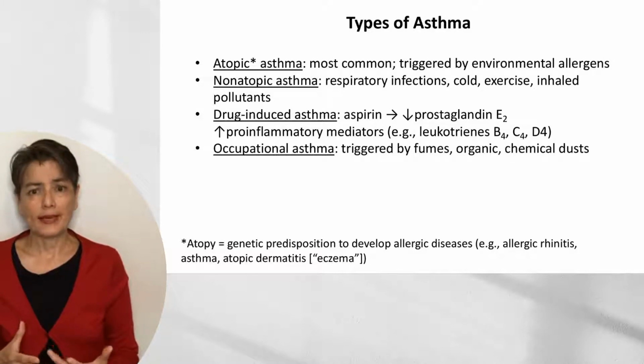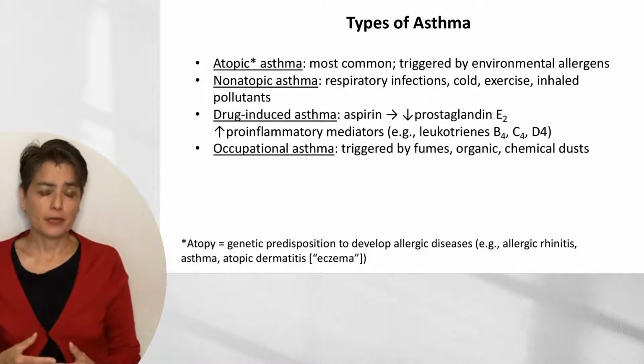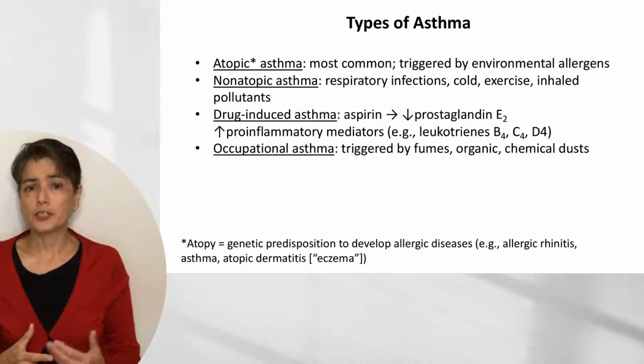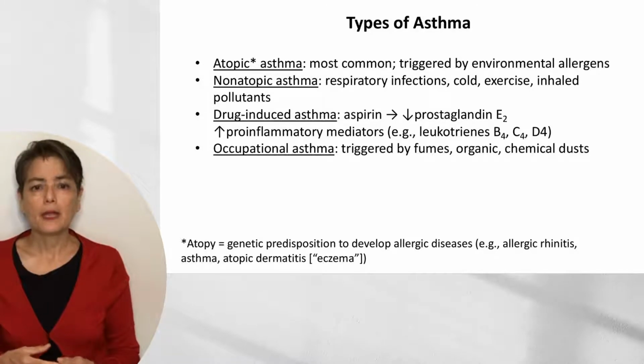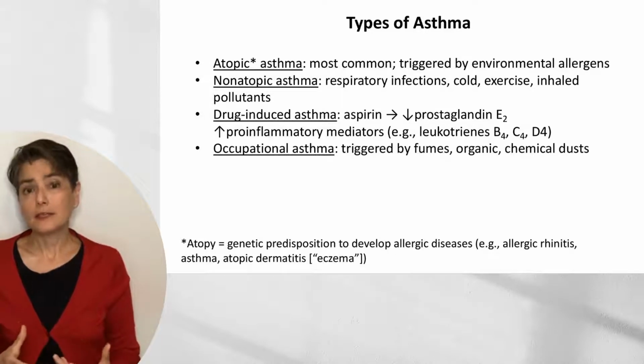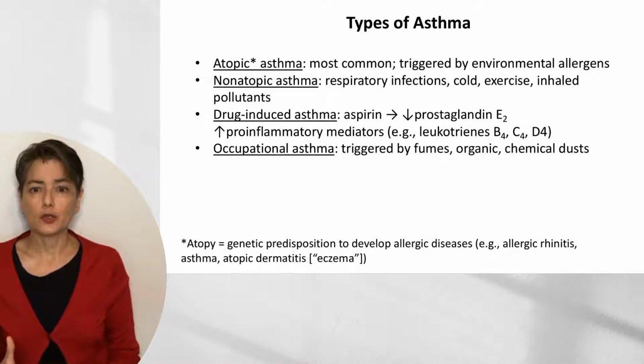And this is a type of asthma that is triggered by environmental allergens. Now, the term atopy is something that you'll have seen in the immunopathology chapter of Robbins. And you'll also revisit it when we talk about eczema in the skin chapter. And atopy is basically a genetic predisposition to develop allergic diseases. And individuals who are atopic tend to develop allergic rhinitis, asthma, and atopic dermatitis or eczema. And this tends to run in families, and I'll talk about that more in a moment.